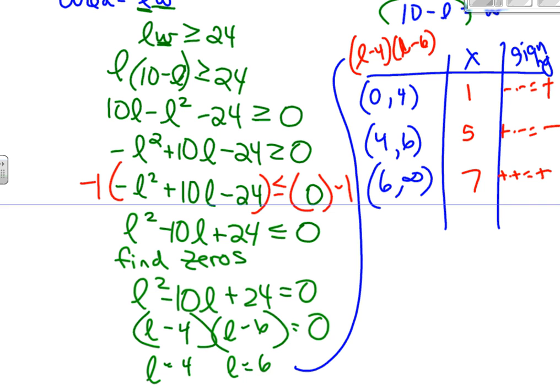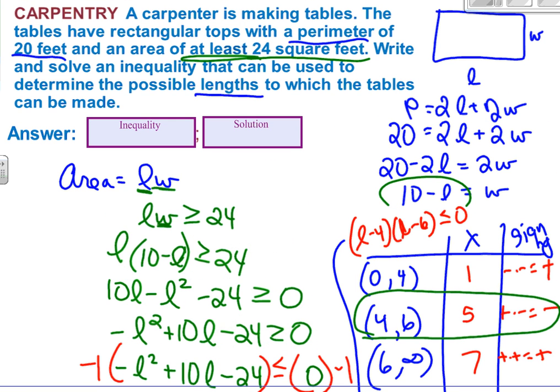And so we were looking for when this is less than or equal to 0. So the interval that works here is the interval from 4 to 6. So now I'm going to go all the way back up to the problem, and make sure I'm answering what the question is. So if you think about this, L has to be in the interval from 4 to 6. And can it be equal to 6 and 4? Sure, it can be.